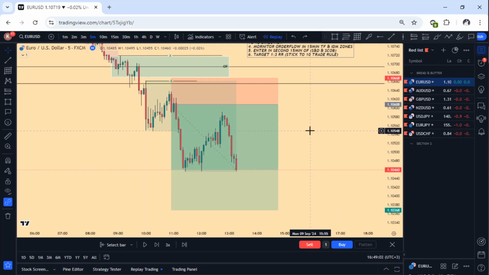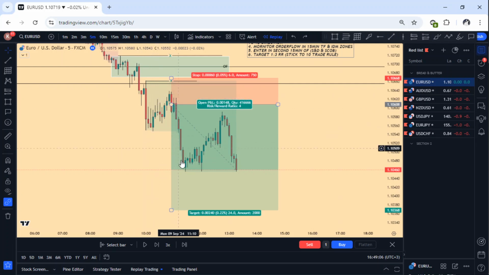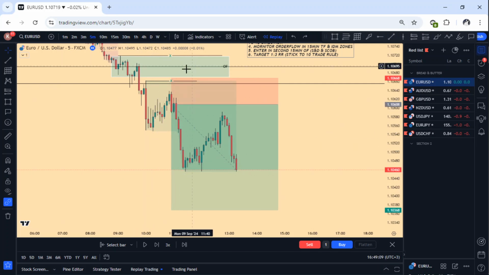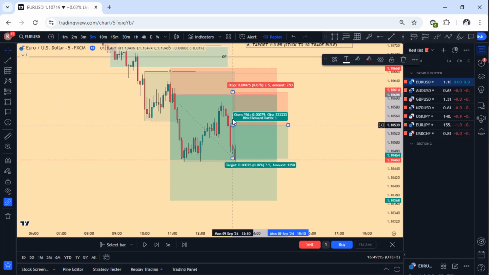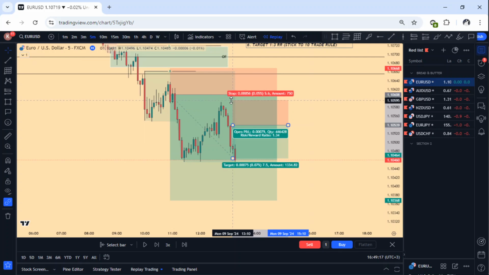So if you miss this trade, there's also another good trade here that took liquidity here, caused a break of structure down. So this was the manipulation. So if you wanted another re-entry, this would be here. Same, you could have taken it.